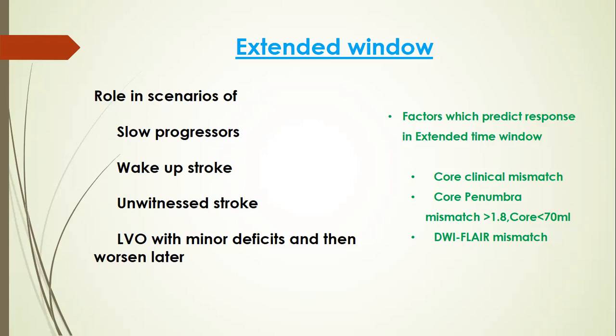Any doubt in this slide? This is a very important slide. If you are having any doubts, let me know. Clinical mismatch, core penumbra mismatch, diffusion DWI FLAIR mismatch. These are the three predictors for mechanical thrombectomy. Shall we go ahead? Yes, sir.